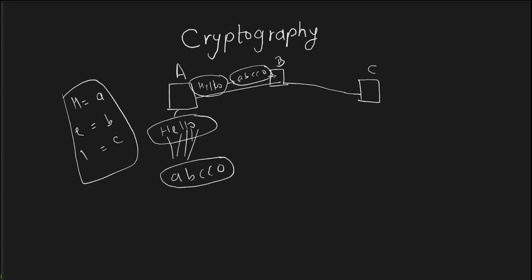Now B looks at it. Well, I have absolutely no idea what this even means, right? Now he sends the message to C: A, B, C, C, O. But the issue is, how is C going to know?